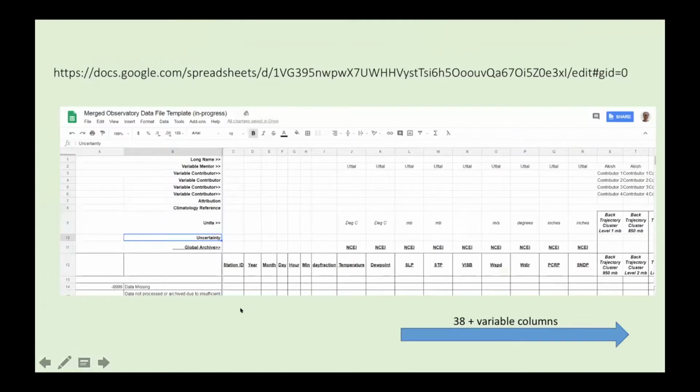And there's a link at the top of that page. If you go there, there's a Google spreadsheet where we have started mapping out exactly what these data files might look like. One of the key things is that regardless of what observatory it's for, instead of an instrument mentor or an observatory mentor, we're going to have variable mentors.